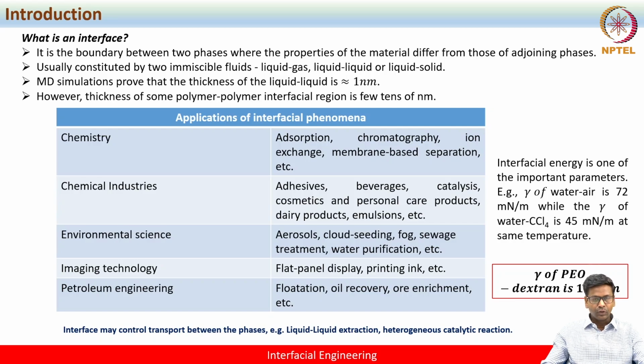Okay, usually an interface is constituted by 2 immiscible fluids. For example, liquid-gas. Foam is a very good example for such an application. Then we have the liquid-liquid interface. For example, if you are placing any alkane, let's say oil, on water, it is an immiscible mixture. So this water and oil, being a liquid mixture, such a system also will exhibit an interface, a boundary in between.